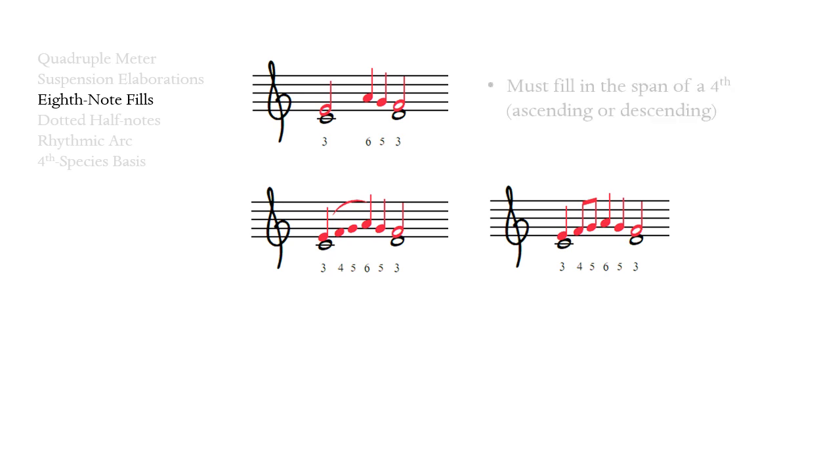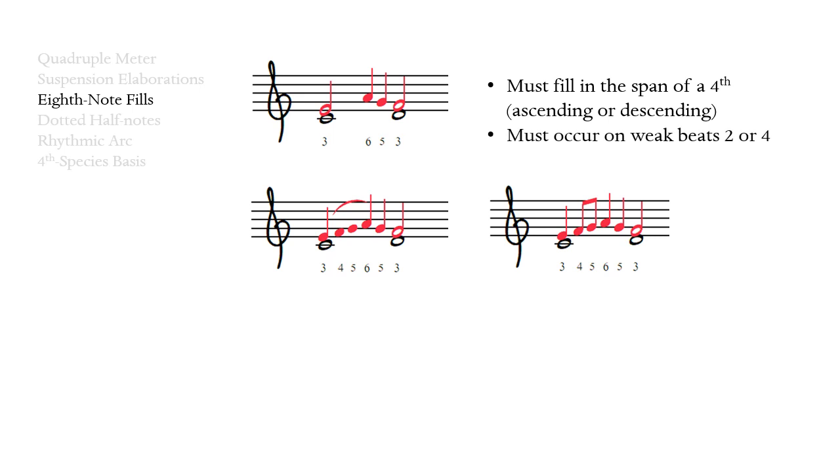These kinds of eighth notes must fill in the span of a fourth, either ascending or descending, and must occur on the weak beats, either beat 2 like here, or beat 4. It doesn't matter if either of the eighth notes are consonant or dissonant, since they are fulfilling a passing motion function, just like the passing tones that filled in the span of a third that we learned about in our 2-to-1 exercises.